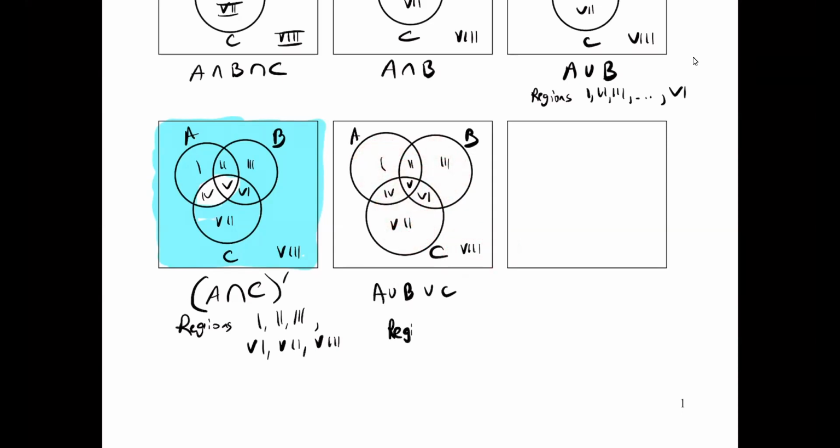So regions, I'm just gonna say 1 through 8. Oh, 7, yeah, 1 through 7. So for that, we're gonna just highlight just the 3 circles, but not the outside part. All right, and then the last one, let's do one more. We'll be done with this.